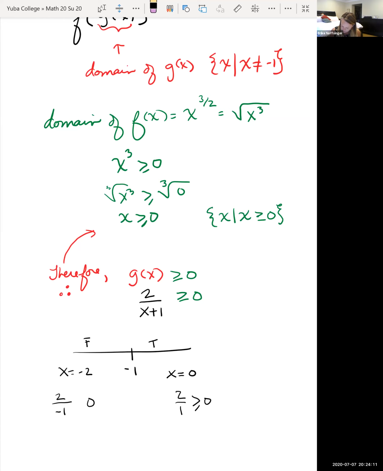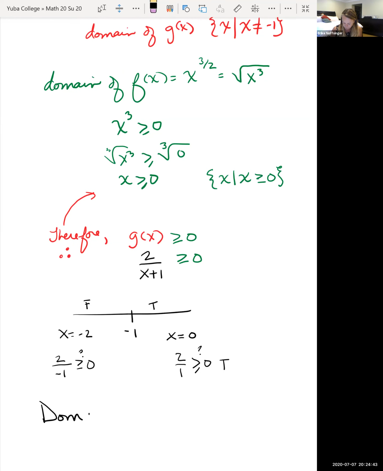And so our domain, or our values of x which would give us positive numbers as outputs for g of x, has to be bigger than -1. The problem is it cannot be -1 for g of x because it's undefined there. And so our domain for the composition of the functions has to be the union of those two sets. Or not union, the intersection, what they have in common.